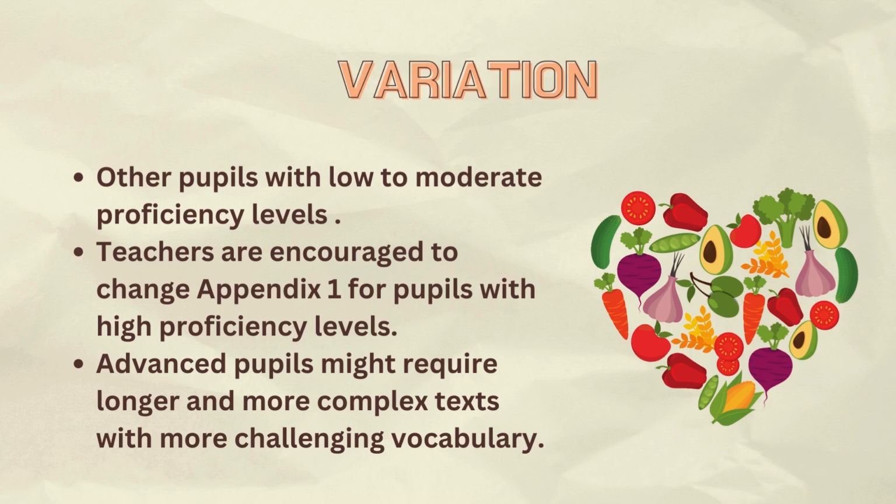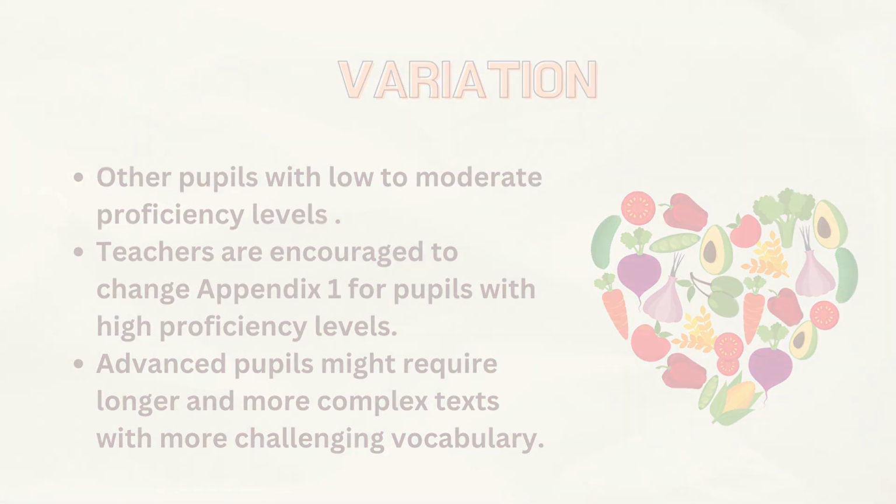And finally, for variation part, this Food is Life activity can be used to other pupils with low to moderate proficiency levels. But when teachers want to use this activity for students with higher proficiency level, they are encouraged to change Appendix 1 to a longer and more complex text with more challenging vocabulary, because as we can see just now, the text for Appendix 1 is actually quite simple.